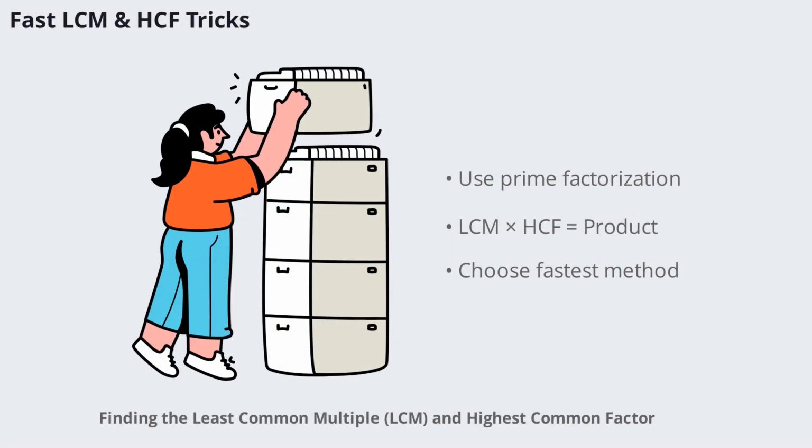Finding the least common multiple (LCM) and highest common factor (HCF) can be quick if you use the right method. Use prime factorization or the formula: LCM times HCF equals the product of two numbers. Choose the method that's fastest for the numbers you're given. With practice, you'll be able to solve these in seconds.